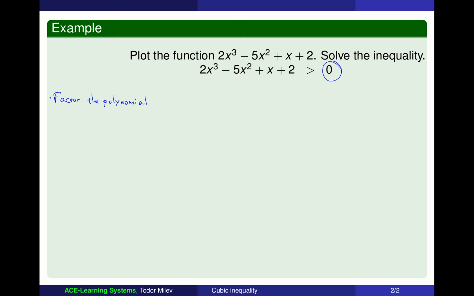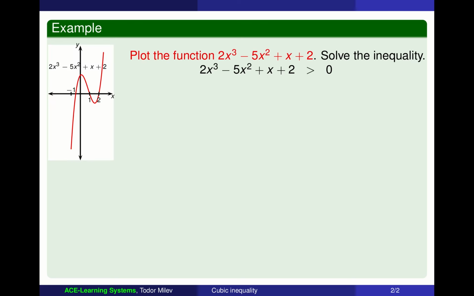Okay, so let's plot the function. Since I have my graphing calculator, I can immediately plot the function, and here it is. Here's the graph of my function. Here is the scale indicated by my graphing calculator. This is -1, this is 1, this is 2. Okay, so now using this graph, can I quickly factor my cubic?